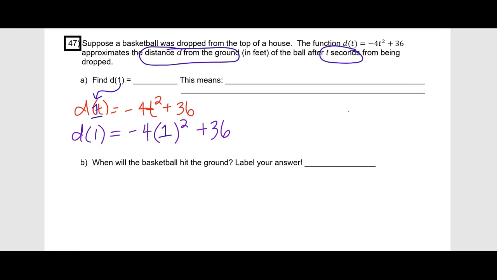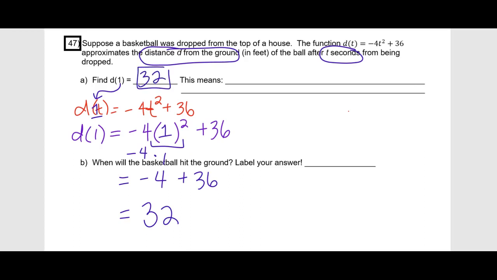And then we're going to use our order of operations, so exponents first. So 1 to the second power is 1, then multiply by -4, and then add 36. So we would get 32.